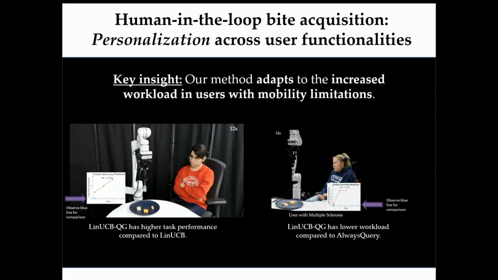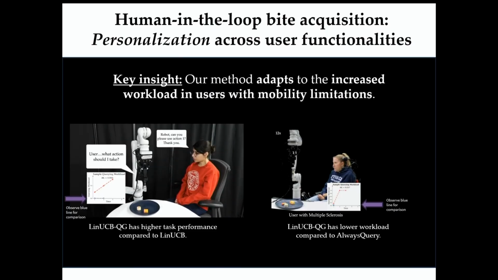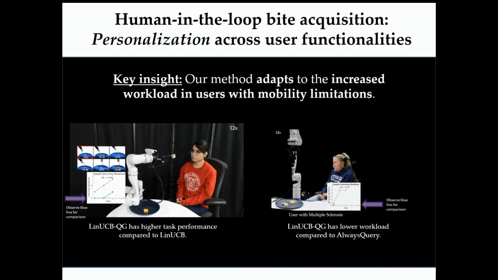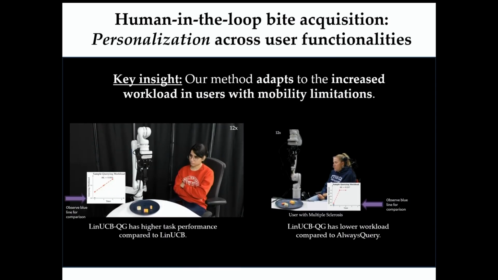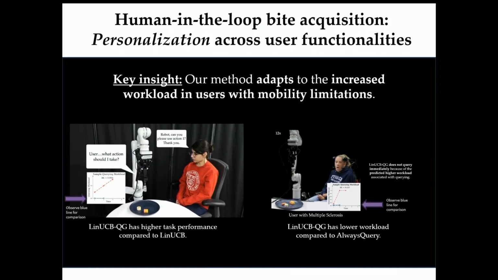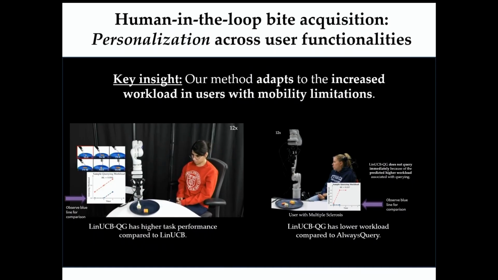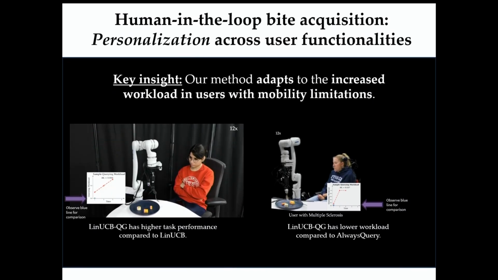So based on this, what happens here is on the left, there's a person without any mobility limitation, and you see that when the robot fails, it immediately queries the person, and then the workload goes up, but it is able to successfully finish it. But now, on the right side, when you see this person with multiple sclerosis, when we're feeding them, it fails, but it doesn't ask the person. It continues to fail, and after a certain point of time it decides to actually ask.